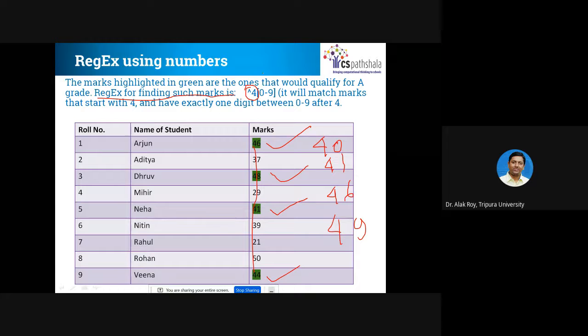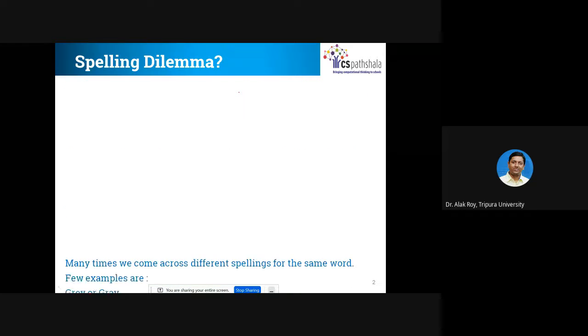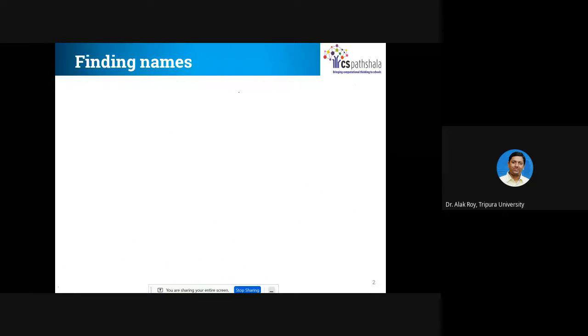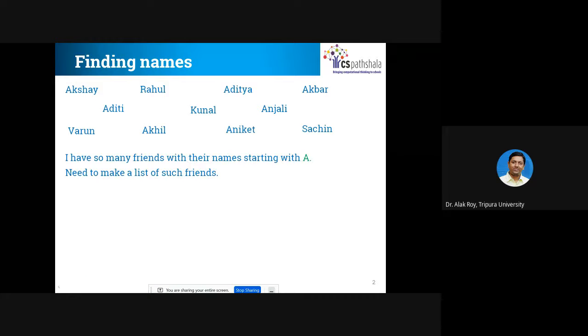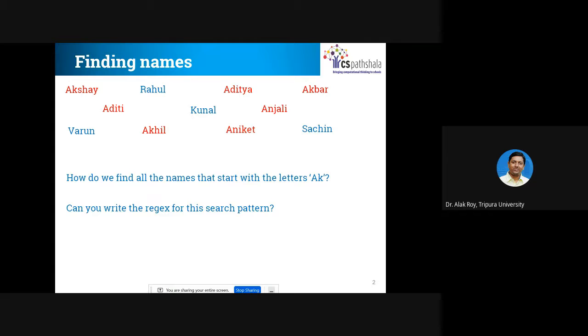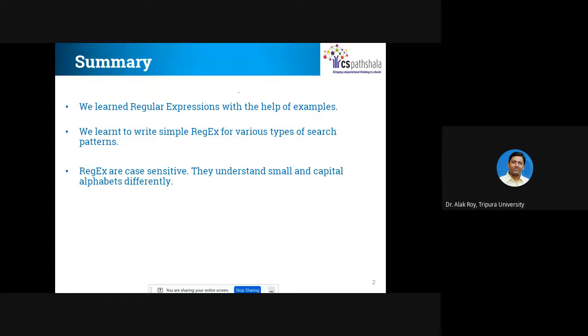So what new things have you learned? This is the second example for regular expressions. There can be different examples, for finding names or finding different patterns. The summary here is that you have learned writing regular expressions with two examples, and a few more examples are also available in this slide. Regular expressions are case sensitive. They understand small and capital alphabets differently.